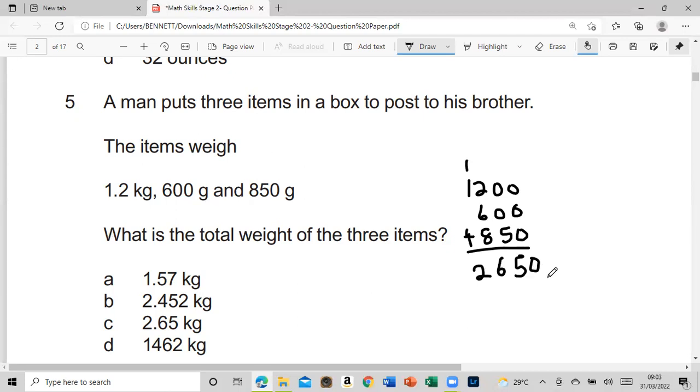So that's 2,650 grams. But we know that 1,000 grams make 1 kilogram. So we can just divide by 1,000. Move the decimal point 3 places to the left. 1, 2, 3. So that's 2.65 kilograms. Alright, now we start the maths. So number 5 would be 2.65 kilograms.